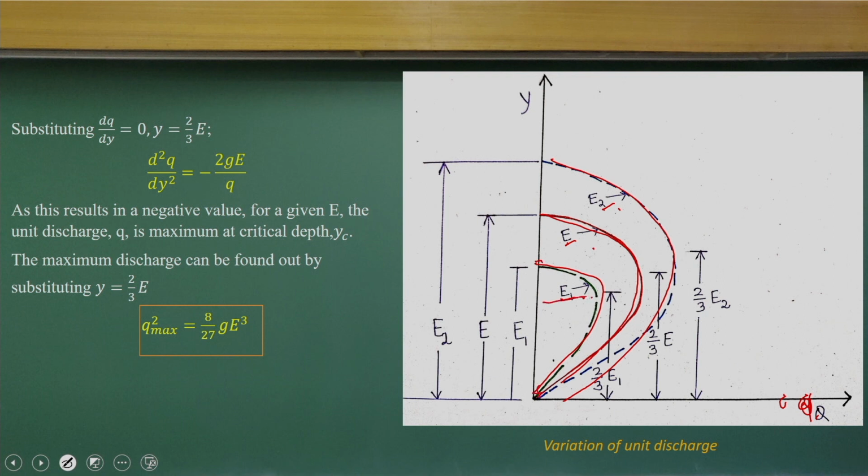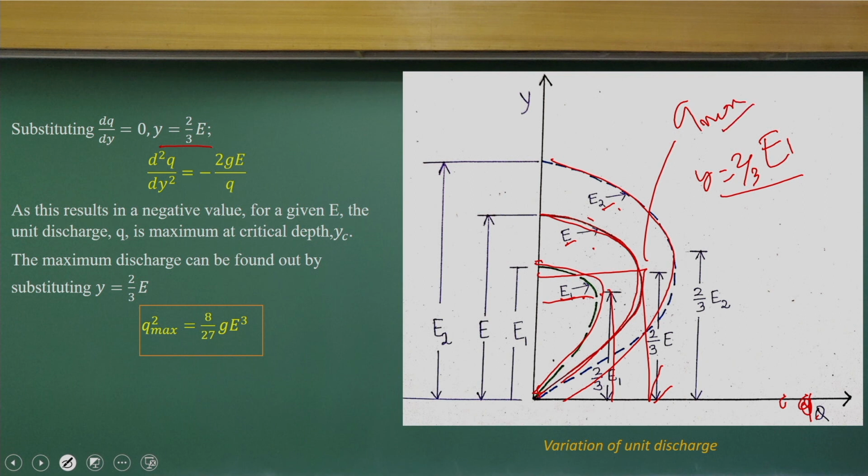From these derivations, we can find out that Q will be the maximum when Y is equal to 2/3 of E1. That is from simple derivations you can find out. So in this curve, at the 2/3 location you have this value, and this is the Q maximum; beyond that it is not possible.